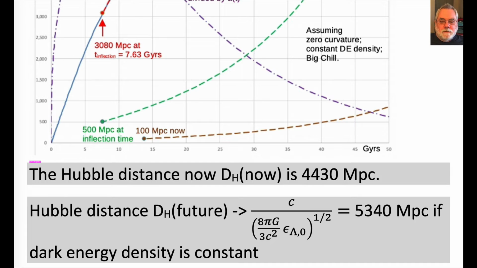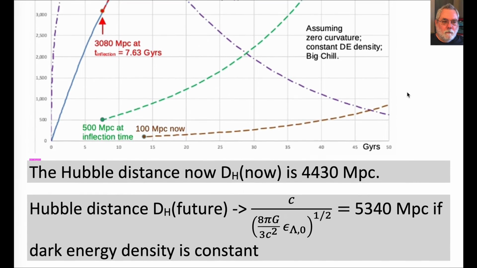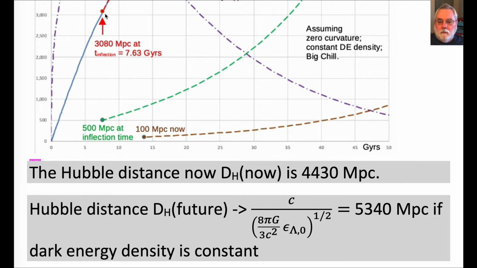This Hubble distance will tend to 5340 megaparsecs during exponential expansion if dark energy density is constant and the current cosmological parameters are correct. The Hubble distance equaled 3080 megaparsecs at the inflection time of 7.63 billion years, 6.14 billion years ago. This is the red dot on the blue curve.